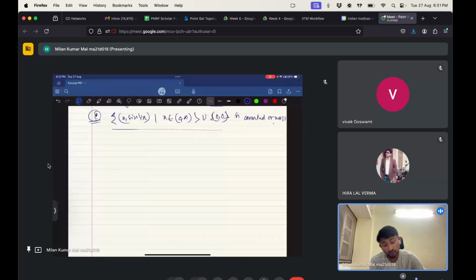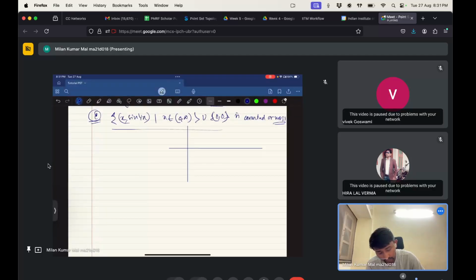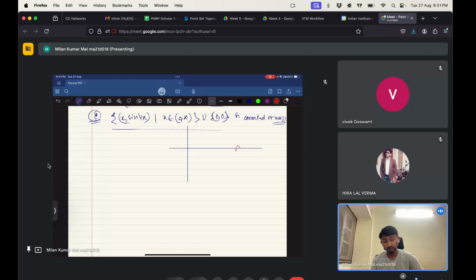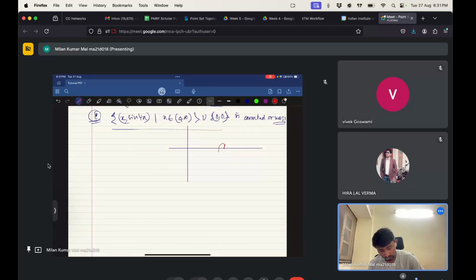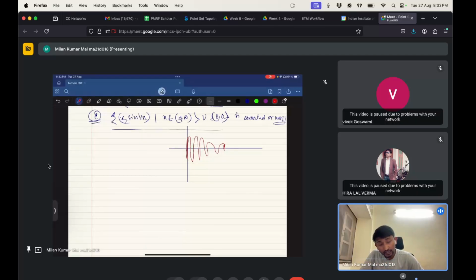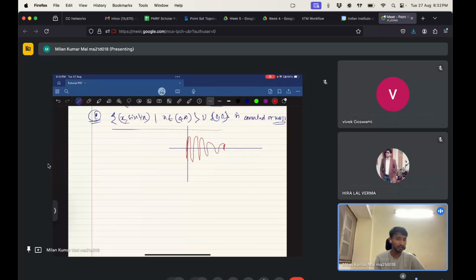Do you know what the graph of (x, sin(1/x)) looks like in R2? This is the graph. It will be something like this, but it will continue this way. The important point is that it will be very near to the y-axis, but it will not touch the y-axis. So the interesting fact is that this set is path connected, because this is the path I have drawn.